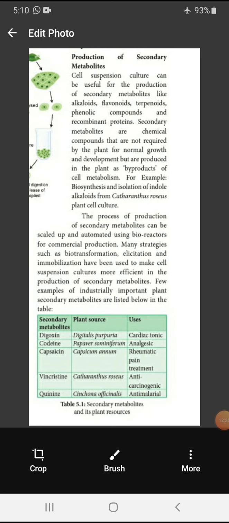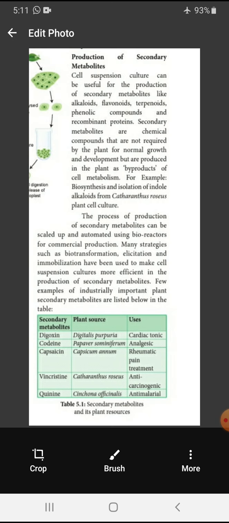Next we discuss the production of secondary metabolites. What do you mean by metabolites? Already we know about them. At the very first, I told you about digoxin, codeine, capsaicin, vincristine, and quinine. These are secondary metabolites produced from plant resources. Now we are going to look at the production of secondary metabolites by cell suspension culture. The cell suspension culture can be useful for the production of secondary metabolites like alkaloids, flavonoids, terpenoids, phenolic compounds, and recombinant proteins.